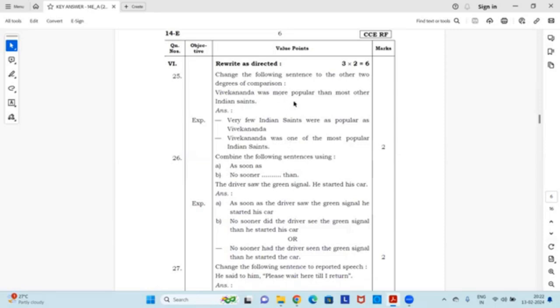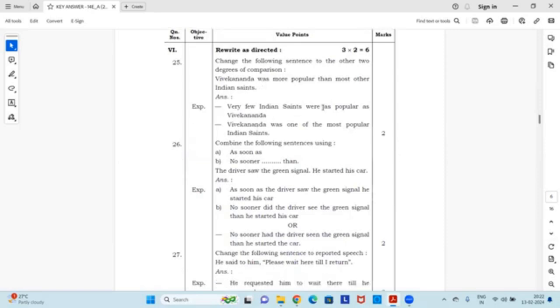Of course, this question was given in the comparative degree. So there are three degrees. Here it is given in comparative, so you have to write in the other 2 degrees, that is the positive degree and the superlative degree. So this is how you make the sentence.